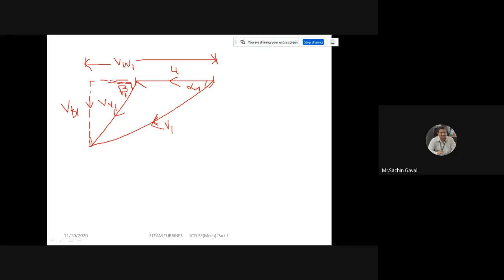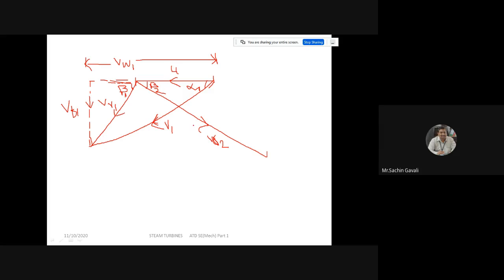That is called VR2. And whatever angle this VR2 makes with the horizontal is called beta 2. It is called the blade angle at outlet.